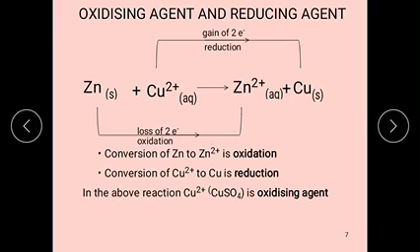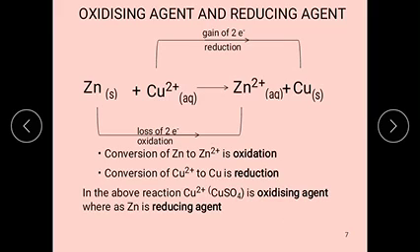In the above reaction, copper plus 2, in the case of copper sulfate, is the oxidizing agent. Being an oxidizing agent means it is gaining the electrons from others.